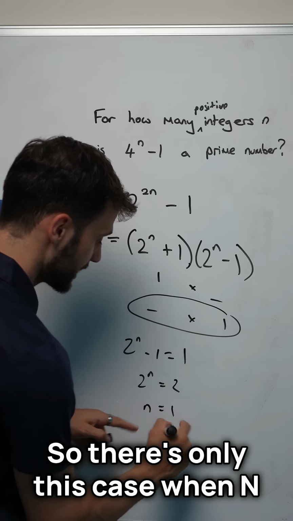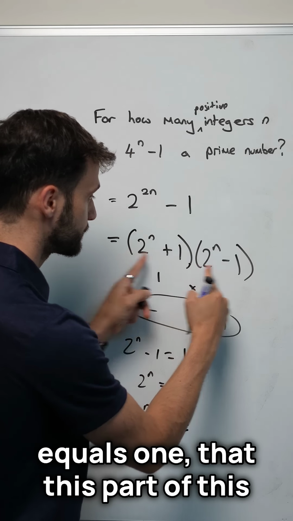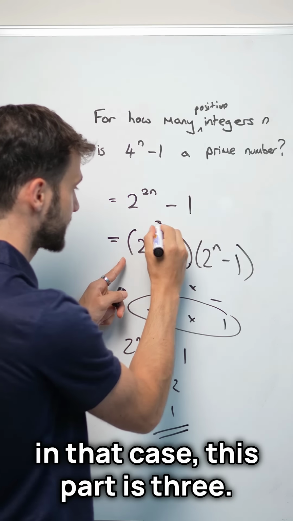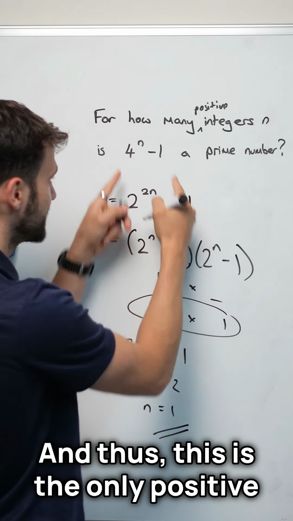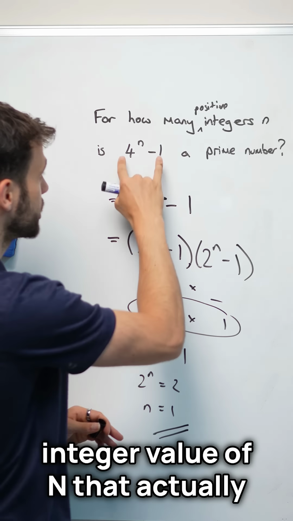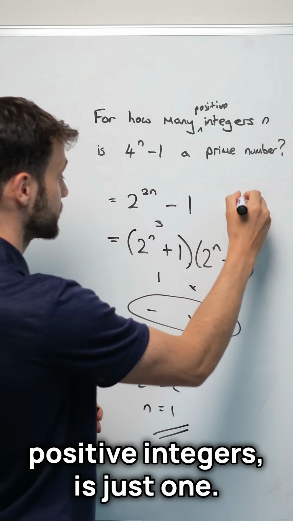So there's only this case when n equals 1 that this part of this product is going to equal 1. And this part is prime, because of course in that case this part is 3. And thus this is the only positive integer value of n that actually makes 4 to the n minus 1 prime. So the answer, for how many positive integers, is just 1.